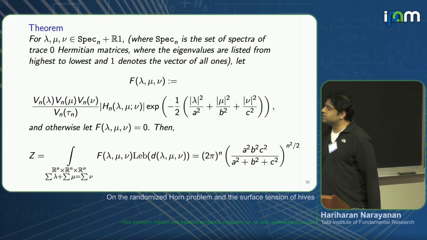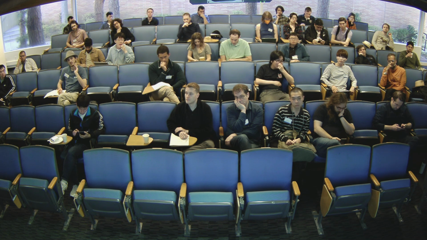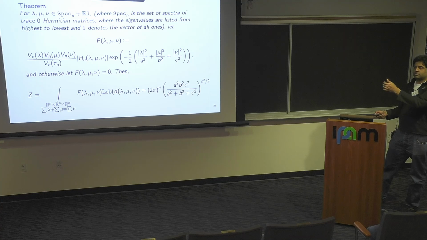This Hn is the volume of that polytope? Yes. For different lambda, mu, and nu. But lambda, mu, and nu are varying. Yeah.